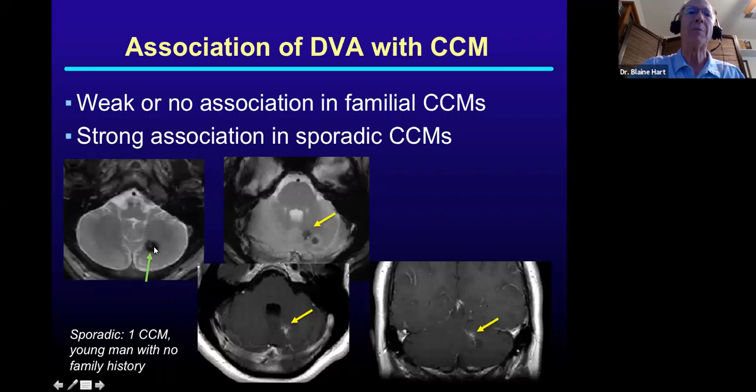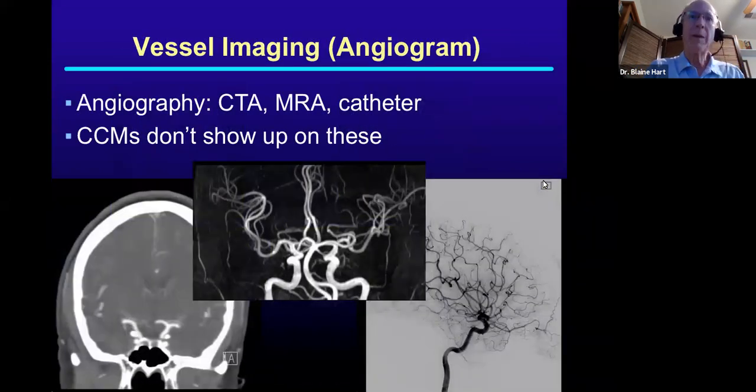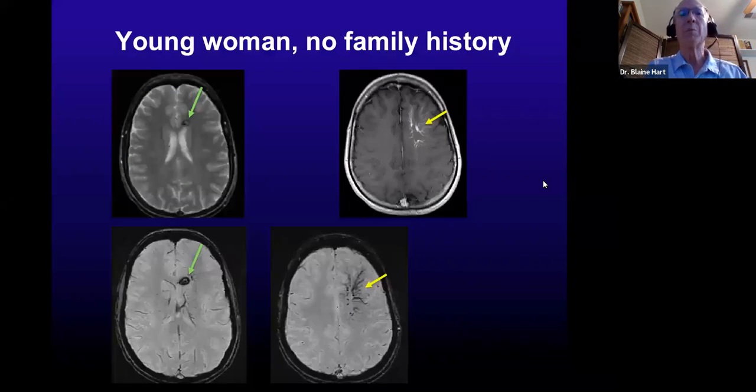Here's one example of a young man with no family history. The green arrow is pointing to a cavernous malformation. The yellow arrows are pointing to this fan-like appearance or brush-like appearance of a DVA very close. This is a young woman with no family history. The green arrow is pointing to a cavernous malformation, and there's an unusually large DVA very close by. It does make a difference in terms of surgical approach if that's being considered.